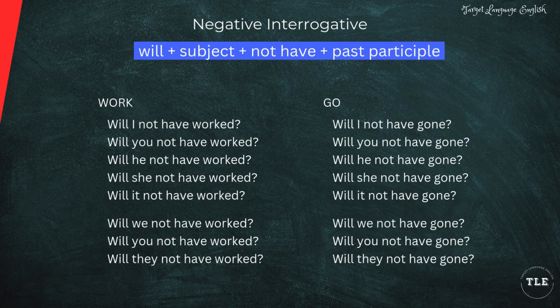Go, singular. Will I not have gone? Will you not have gone? Will he not have gone? Will she not have gone? Will it not have gone? Plural, will we not have gone? Will you not have gone? Will they not have gone?